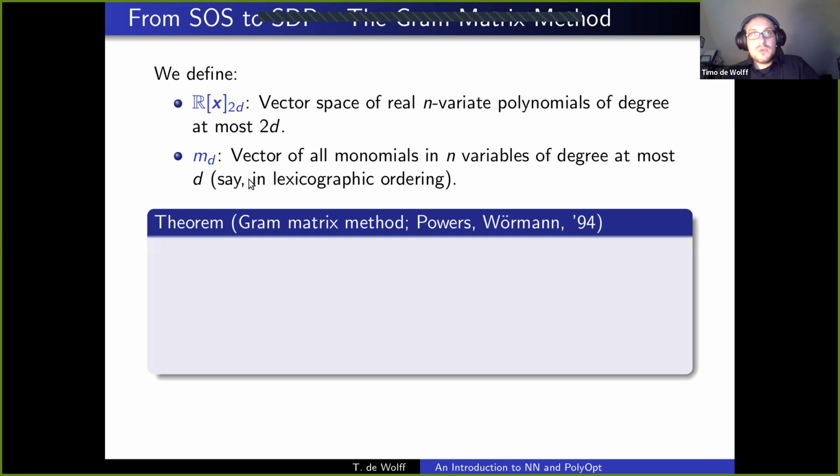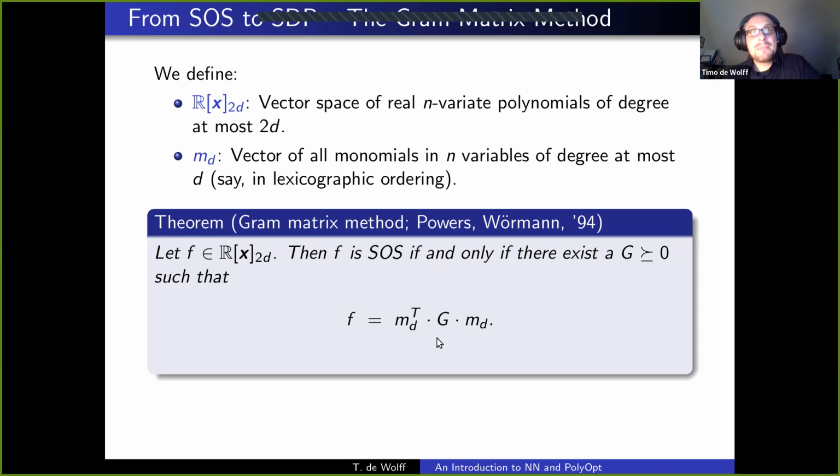And then there is a theorem called the Gram matrix method that, to the best of my knowledge, was first in this paper by Powers and Werman. Otherwise, maybe people can correct me later if there was an earlier instance of this. It says the following: if you have a polynomial in this space, an n-variate polynomial of degree at most 2D, then this polynomial is a sum of squares if and only if there exists a positive semi-definite matrix G such that I can write F as MD transpose times G times MD, where MD is this vector of all of these monomials.